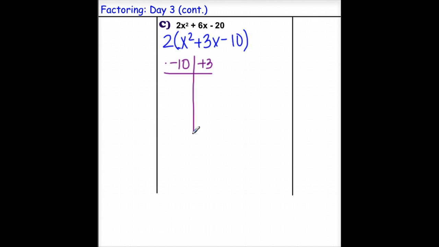So when I do that, I know that because this one is negative and this one is positive, that means that my bigger number has to be positive. So I'm going to take 5 times negative 2, which 5 plus negative 2 is in fact positive 3, which means that I will still have that 2 out front, and then I will have x plus 5 times x minus 2 for a final solution.